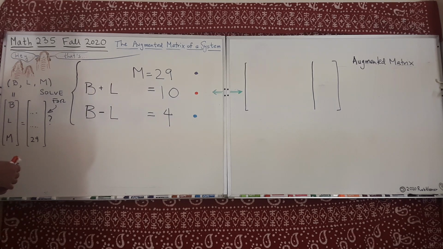I think you've seen this linear system before. Remember, these were the equations that govern the ages of the three young ladies at the post office near where I am now, about 10 years ago. And we already observed that m equals 29 is easy to solve for. And we're trying to solve for B and L, the ages of the big and little sisters.